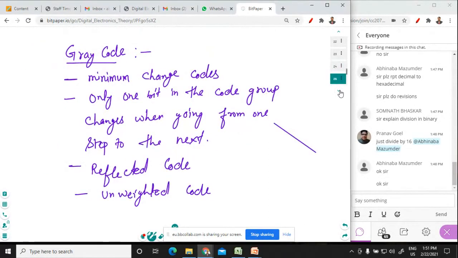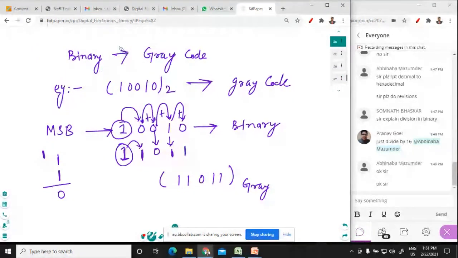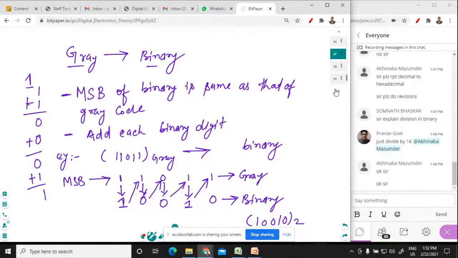So it is equivalent to 4-bit binary numbers. Clear? Then we have seen the gray codes and how binary numbers can be converted into gray code. When you want to convert a binary number into gray code, the first digit is represented as it is. Then you add each digit with the next digit. 0 added with 0 gives 0, 0 added with 1 gives 1, and 1 added with 0 gives 1. You represent this number from MSB to LSB. 11011 is your gray code. Clear? Then we have seen the gray to binary conversion.